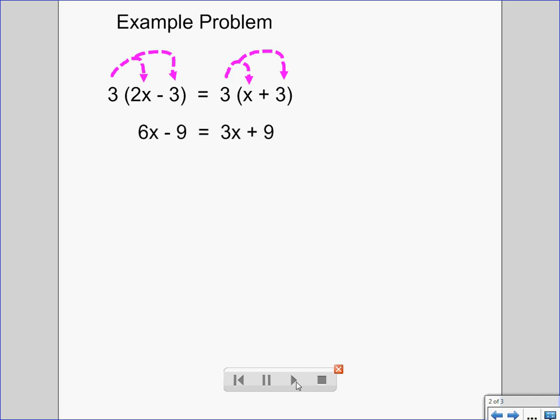Next step, move all constants to the right. So negative 9 on the left-hand side becomes a positive 9 on the right-hand side. Next step, move all variable terms to the left. A positive 3 on the right-hand side becomes a negative 3 on the left-hand side. Change sides, change signs.